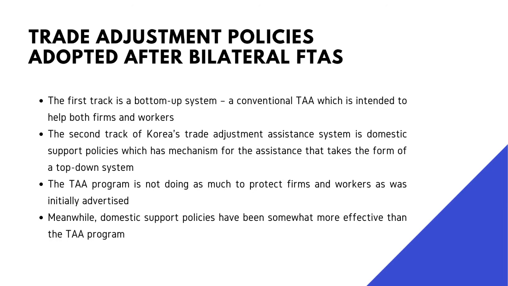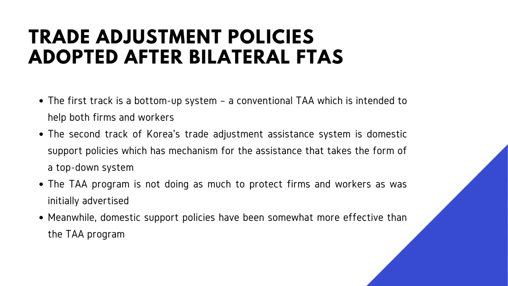In Korea's dual-track system of trade adjustment assistance, the first track is a bottom-up system, a conventional TAA. The program was first established by the 2006 Act on Trade Adjustment Assistance following free trade agreements, mainly to support SMEs that are negatively affected by FTAs, selected based on their applications.